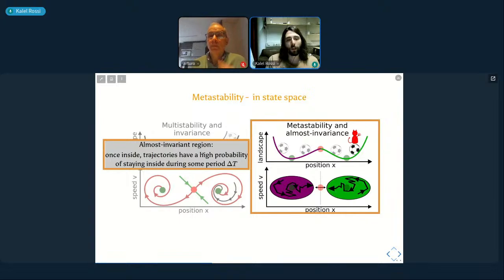And you can look at the probability of trajectories once inside this region to stay on this region for a certain period of time, delta t. If you have an invariant region, this probability is exactly 1. Trajectories always stay there. If you have a long transient, this will be an almost invariant region where this probability is not 1, but is very high, very close to 1. So you can, in that sense, have a quantitative measure of long transients through this probability.